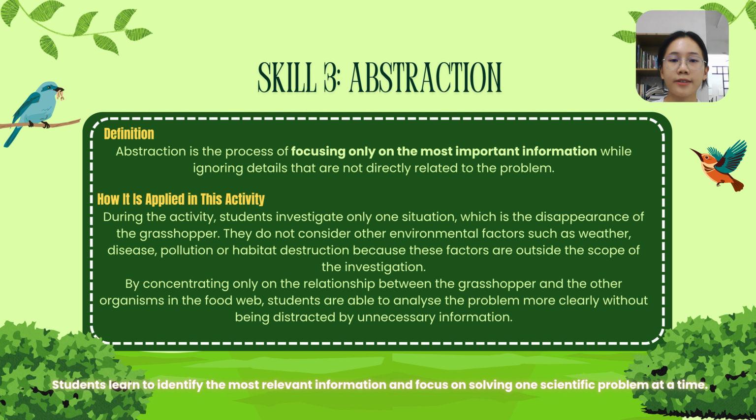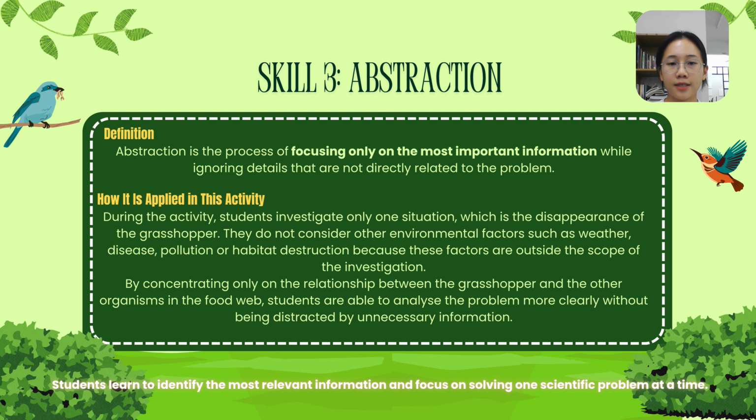The third computational thinking skill is abstraction. Abstraction is the process of focusing only on important information while ignoring the details that are not directly related to the problem being investigated. In this activity, the students focus on only one scientific situation, which is the disappearance of the grasshopper from the ecosystem. They do not investigate other environmental factors such as climate change, pollution, disease, natural disasters, or habitat destruction because these factors are outside the scope of the lesson.